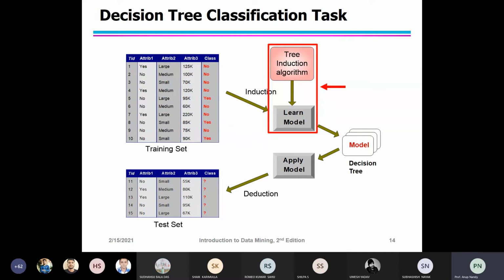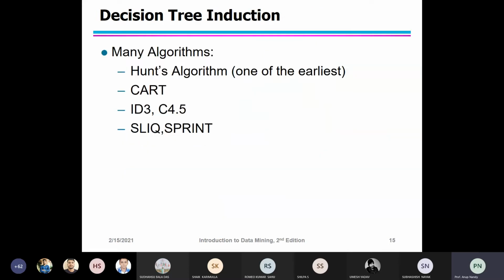That we'll see. If there is a training set, then you have to draw the decision tree by applying this concept. You have to induce a decision tree like the tree induction algorithm. There's a learning model. Then when the model is done, you have to apply this model, and deduce the same way that we have done. So these are the decision tree induction algorithms. One is called Hunt's algorithm, and today we'll discuss only that.